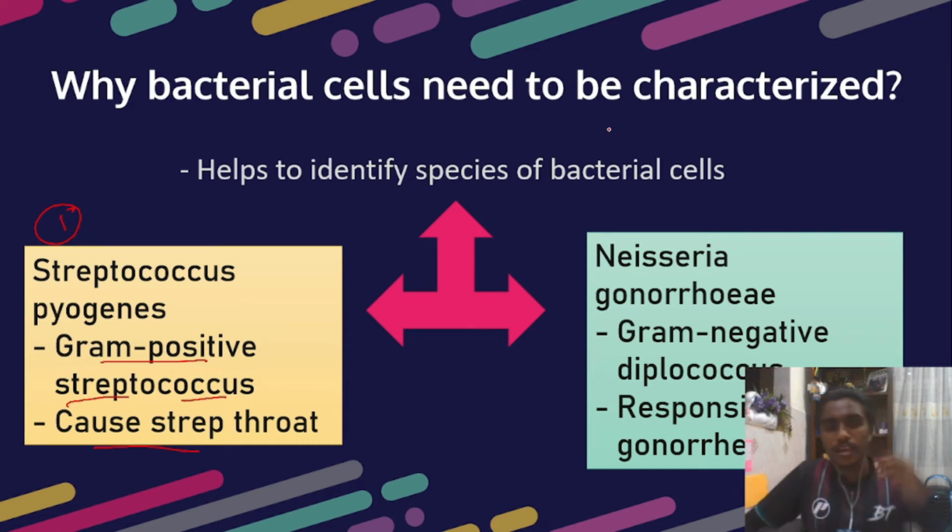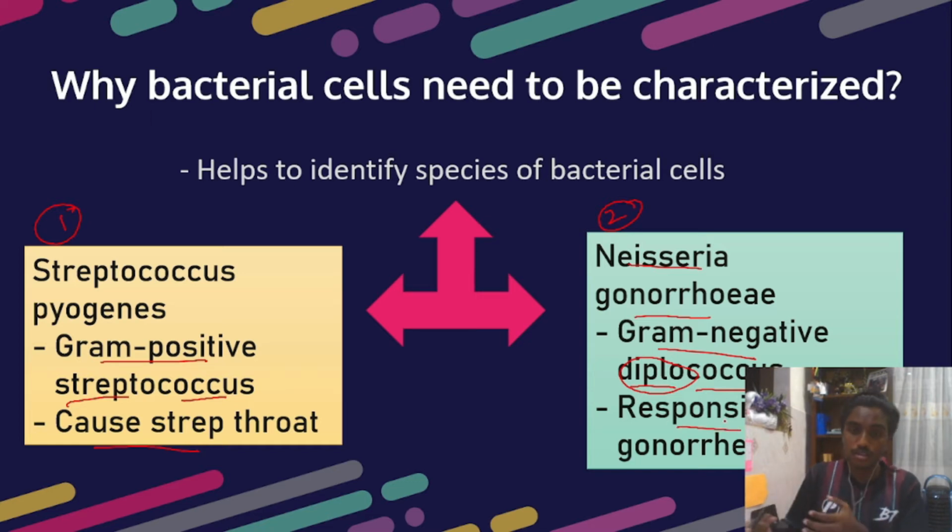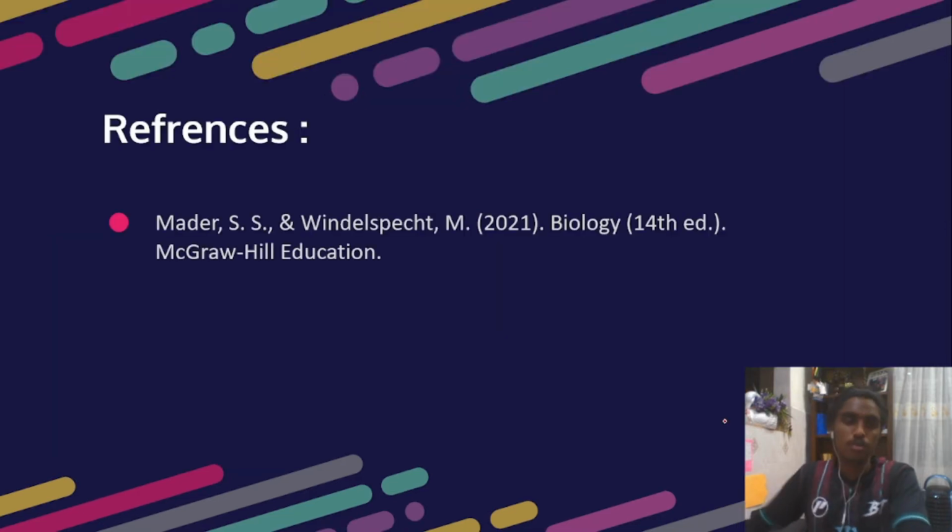Next, the second example is Neisseria gonorrhoeae. It's a gram-negative diplococcus. Gram-negative means a thin cell wall. Diplo refers to the growth arrangement, meaning a pair of bacterial cells. Coccus is the round shape. These bacteria are responsible for gonorrhea. The reference used is a manual textbook, 14th edition.